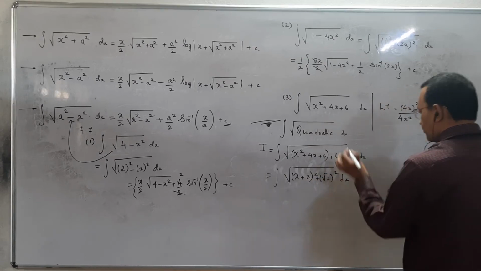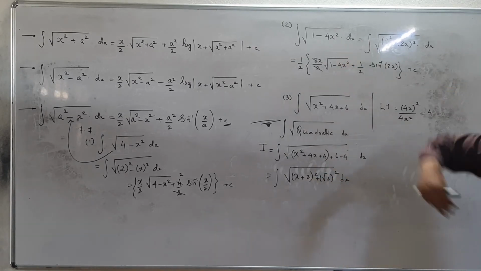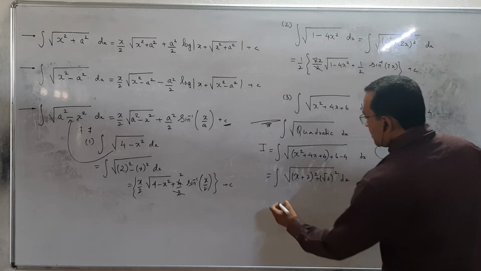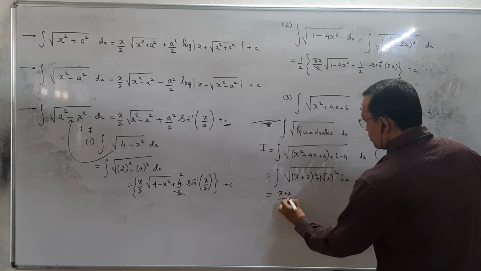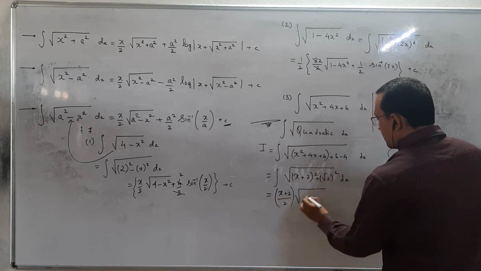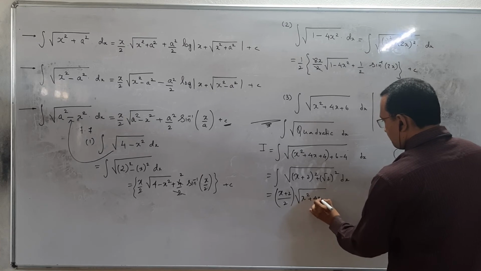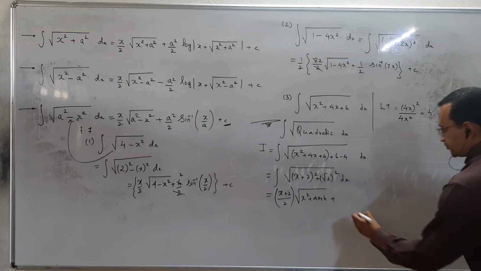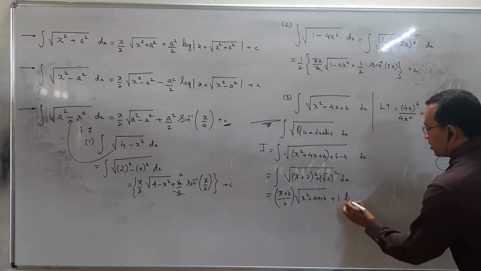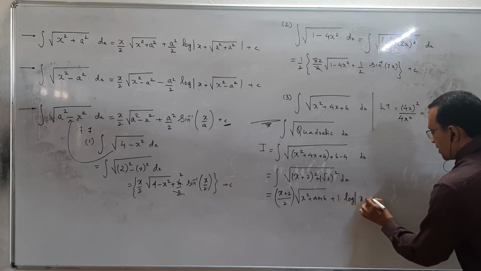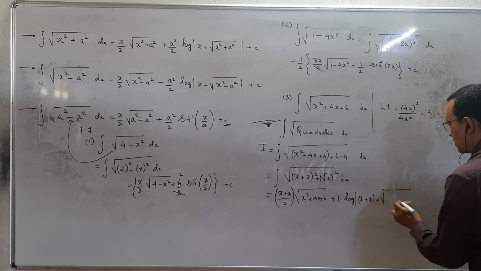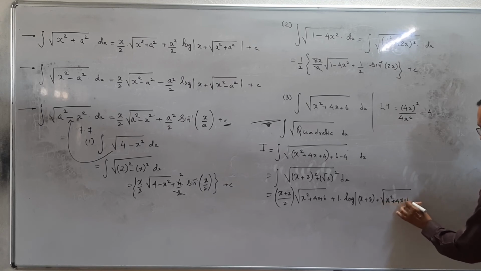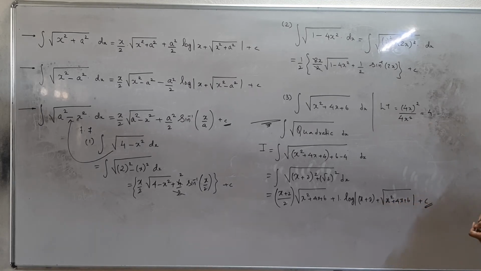root 2 square is 2. So now I have to apply formula number 1, under root of x square plus a square. Wherever there is x, we have x by 2 upon 2 into the given integrand plus a square by 2, 2 by 2, 1 log mod. Instead of x, we have x plus 2 into the square root term. So it is x square plus 4x plus 6 plus 3. This is the answer, students.